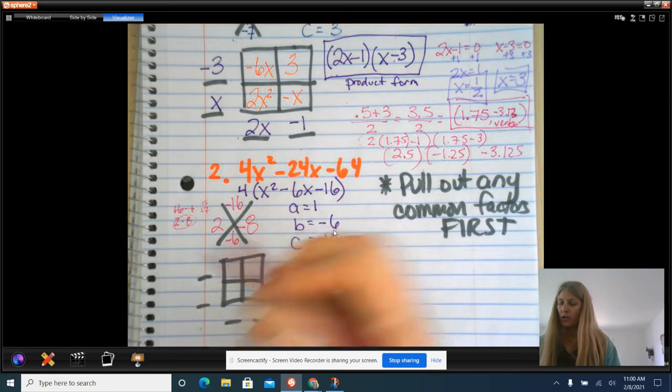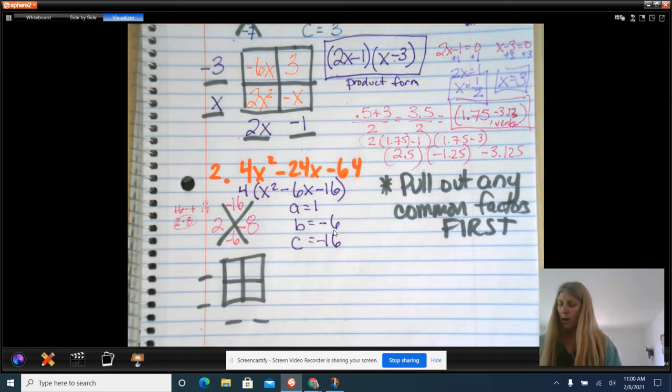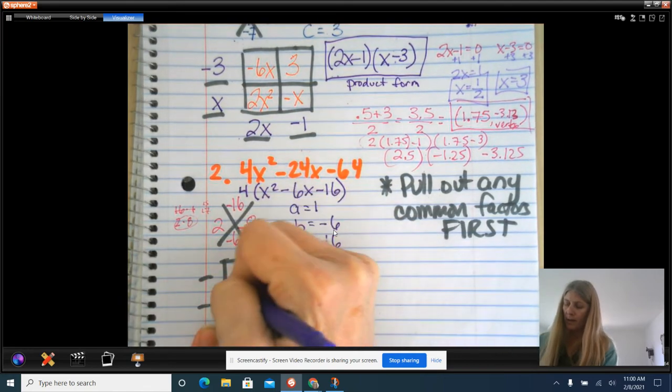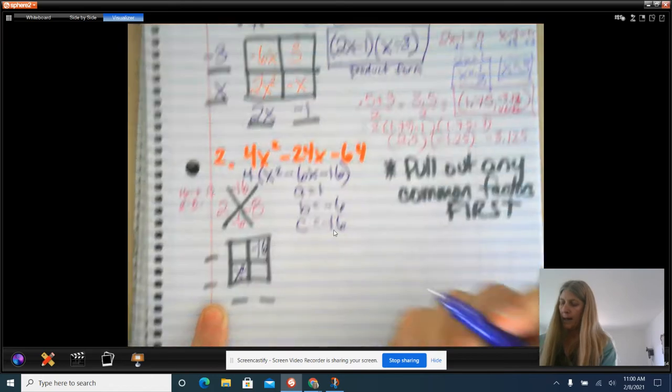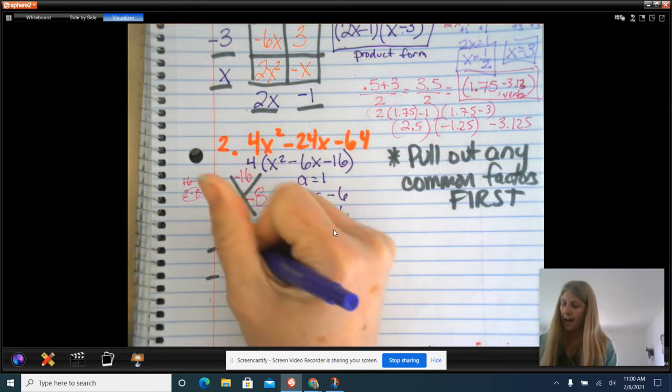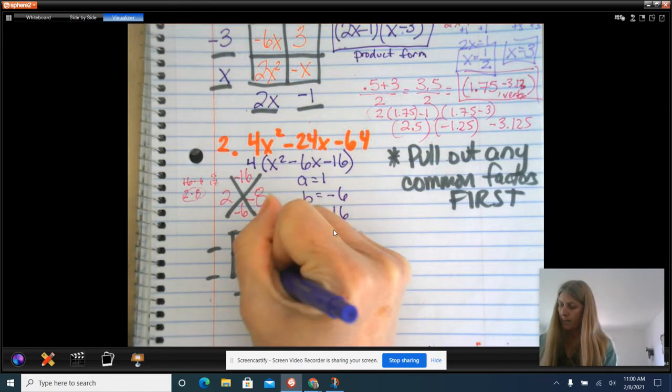Now we're going to go ahead and transfer the problem into our rectangle. The bottom corner is always your x squared. The upper right is always your constant. And then we take our right and left, add an x, and make them our side by side.